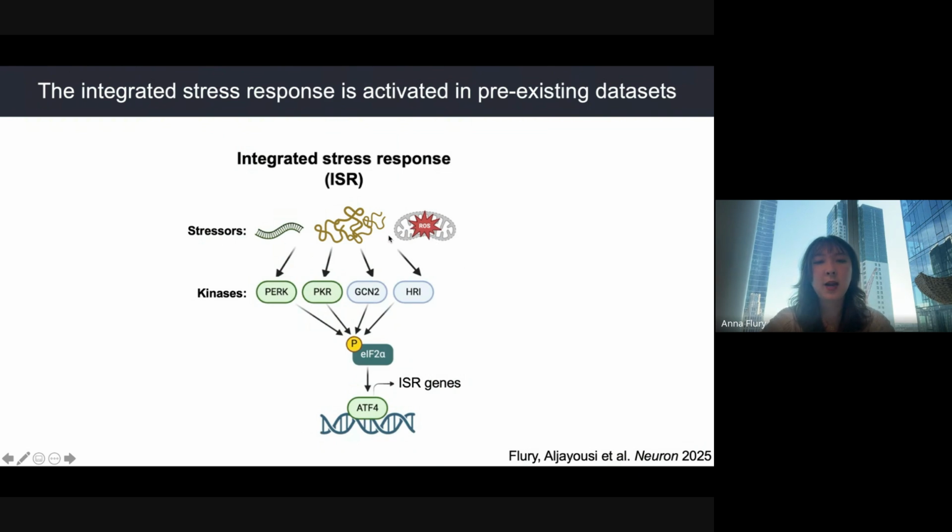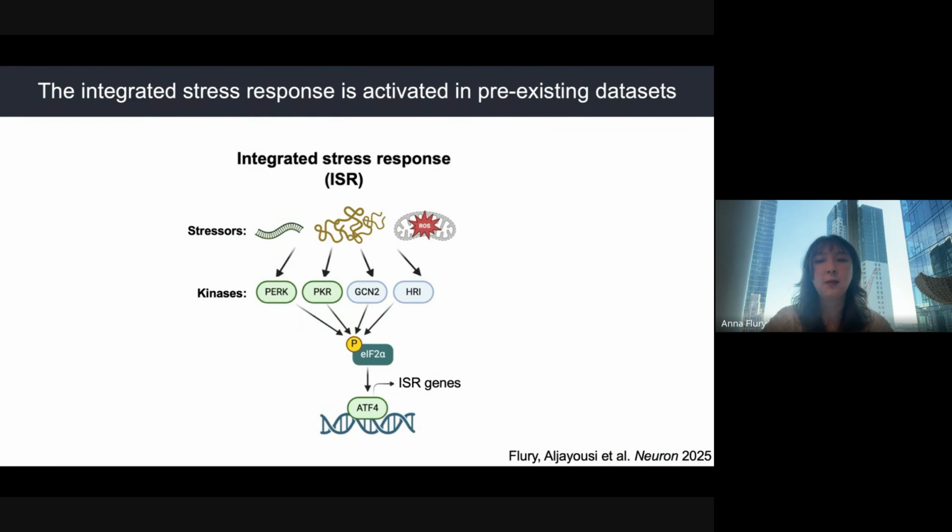And what happens is that these kinases can sense these different stressors, so PERK, PKR, GCN2 kinases, and then they will phosphorylate a translation initiation factor, which will then facilitate the translation of ATF4, the main transcription factor for this pathway, and which can then facilitate the upregulation of genes in the pathway to restore cellular homeostasis, or if the magnitude of stress is too great, to pivot then to program cell death.